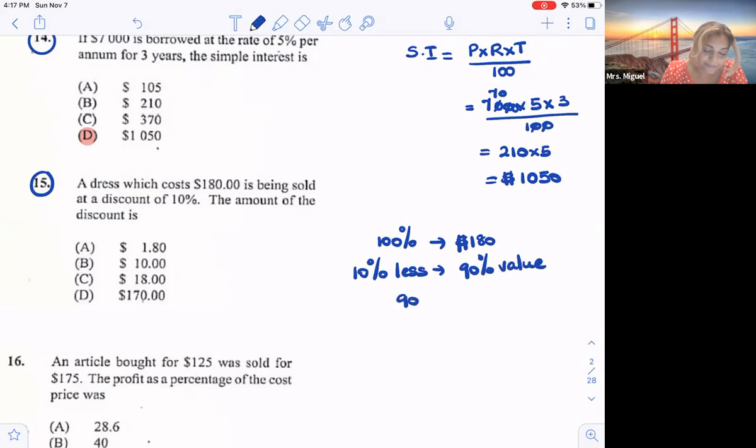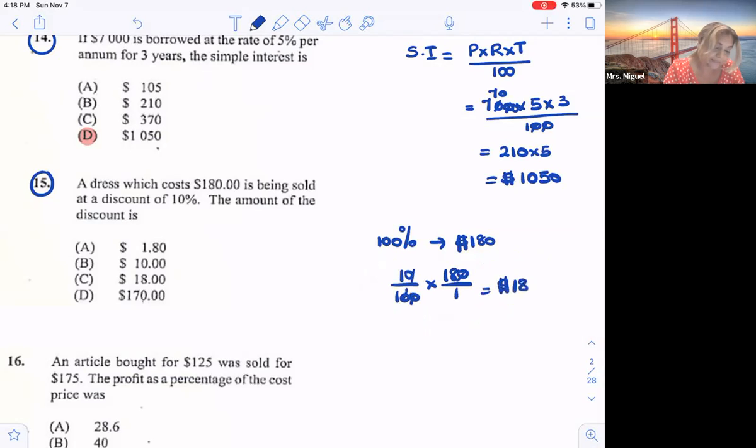So 90%, which is 90 over 100 multiplied by 180, and 18 multiplied by 9 will give us, oh, they ask for the amount of the discount. So the discount is really 10%. So 10 over 100 multiplied by 180, the discount is $18. Any questions so far?